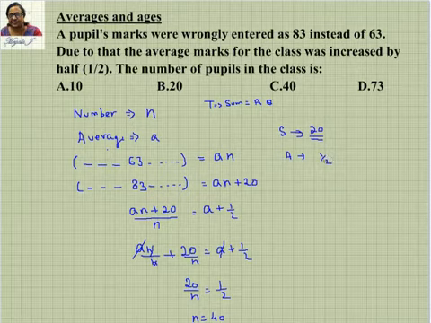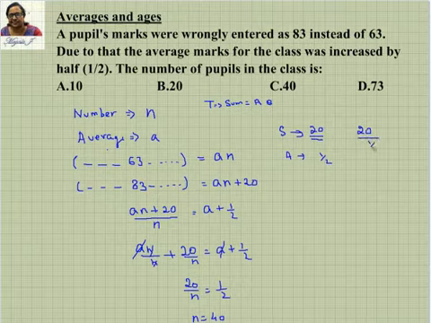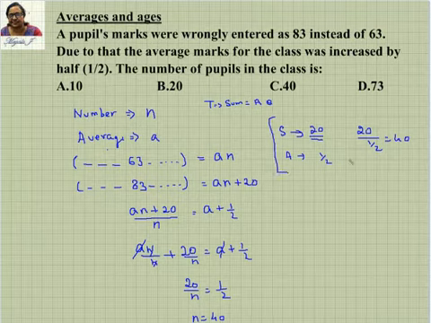So when half is given to each, that means the total number of quantities you can find out just by taking this 20 divided by half, which is nothing but 40. So this is just a shortcut. It's nothing to do with this problem.